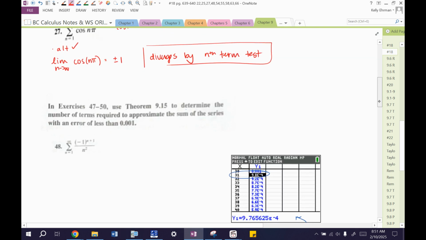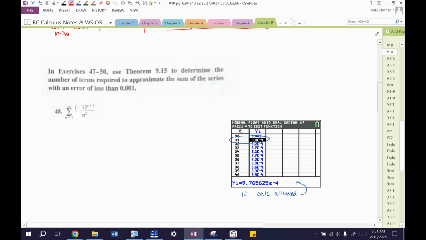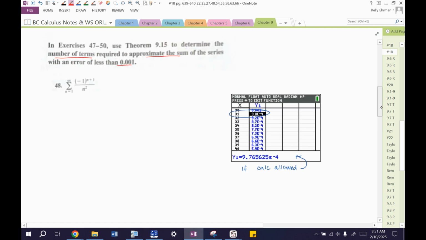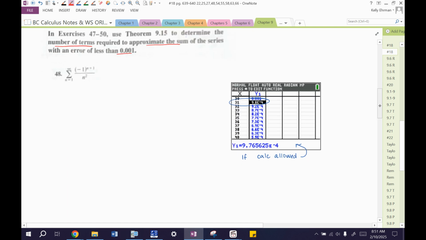All right, use theorem 9.15 to determine the number of terms required to approximate the sum of the series with an error of less than 0.001. Now, I'm going to show you both ways to do this. Most of these are calculator problems, but I have seen them on the non-calculator part of the test too, so it's good to prep for both.